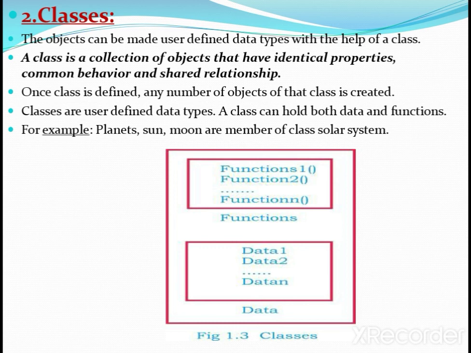Once a class is defined, any number of objects of that class can be created. So here classes are user-defined data types and they can hold what? Both data and functions. A class can hold both data and functions.